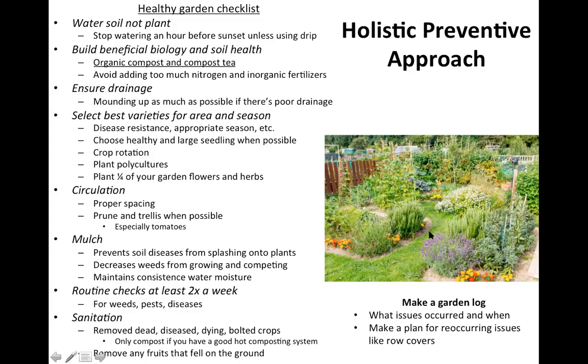You also want to ensure proper drainage. If you have bad drainage, you're going to have unhealthy plants, and you're going to have fungus issues and things like that. So definitely make sure you have decent drainage, or if you don't, go up. Build raised beds and things like that.